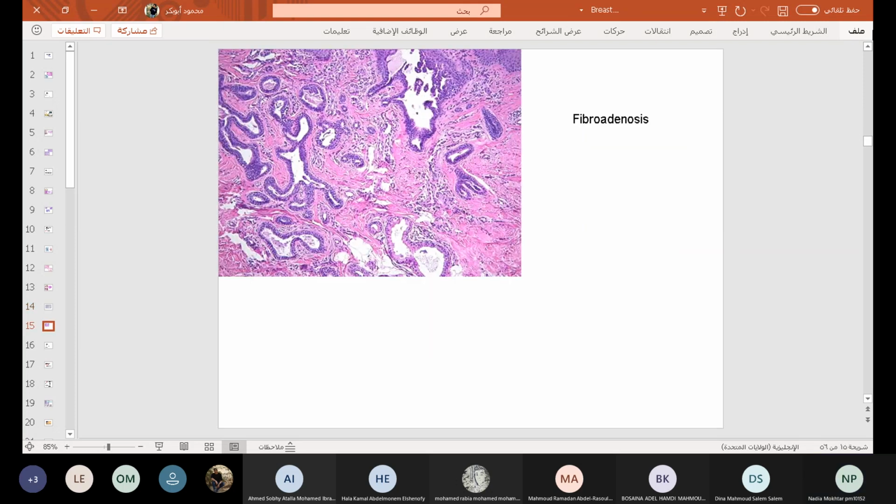This is another area where you see some cysts, some ductal hyperplasia, and some stromal fibrosis, but no epitheliosis. Next.